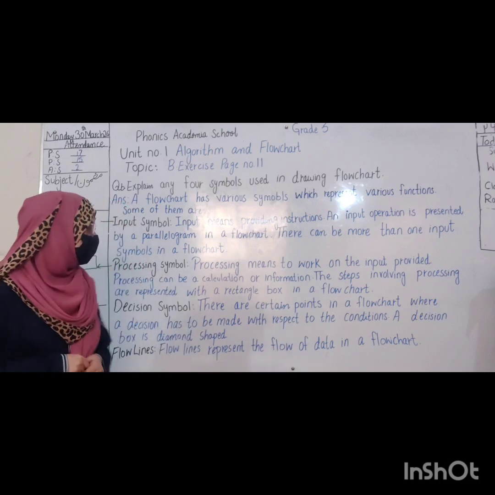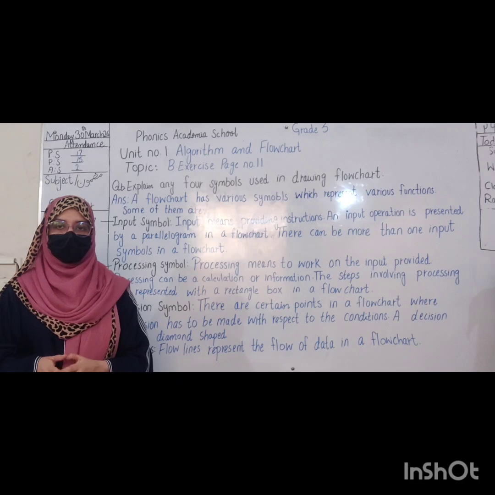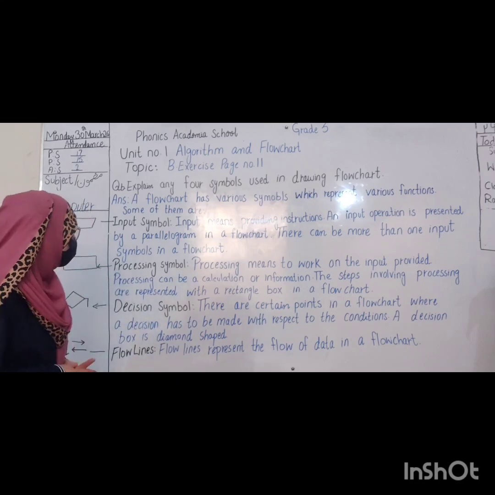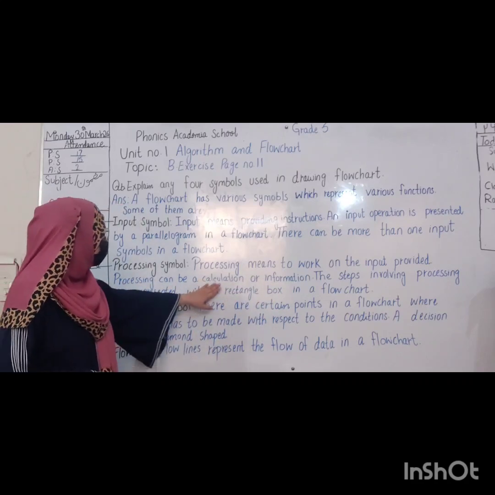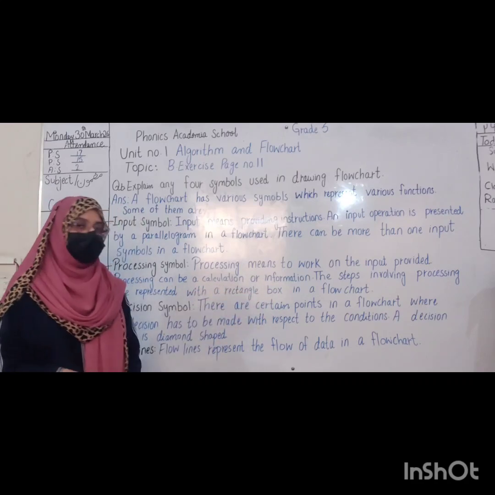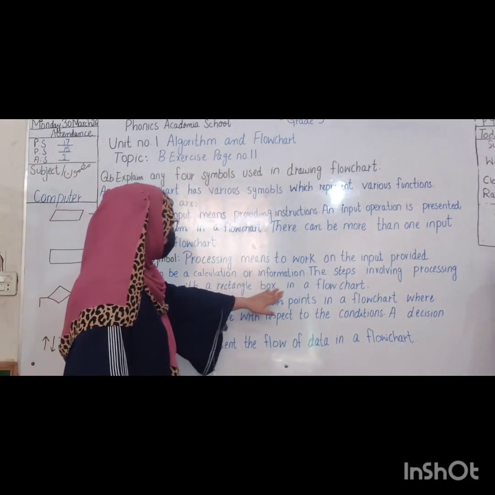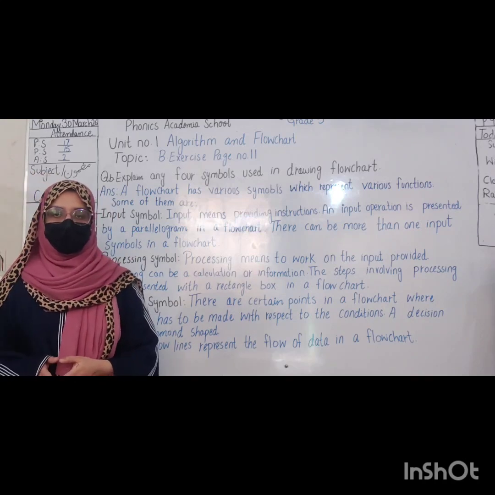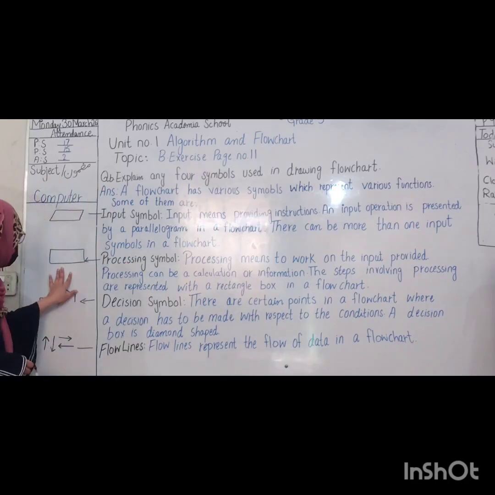So let's see the second symbol, the processing symbol. Processing means we are working on the data given, and the processing is done by the CPU. So let's see, processing means to work on the input provided. Processing can be calculation or information. The steps involving processing are represented with a rectangle box in a flowchart. So if you want to represent processing in a flowchart, you will use the processing symbol, which is a rectangle box. This is the rectangle box which is used for processing.